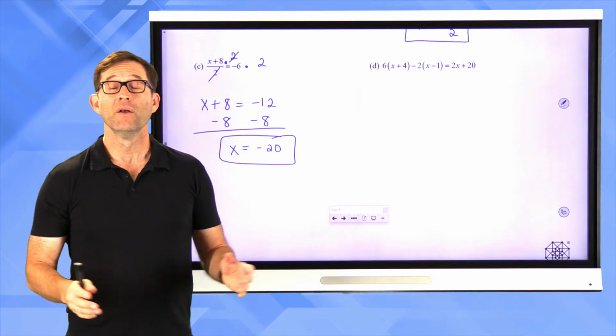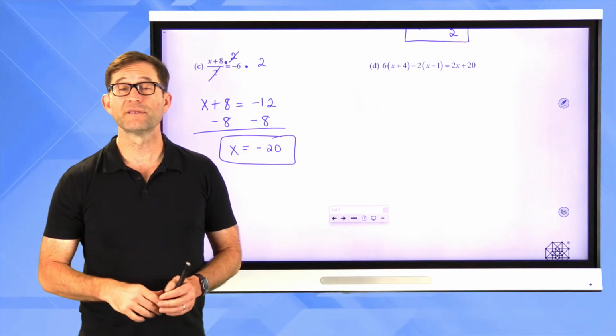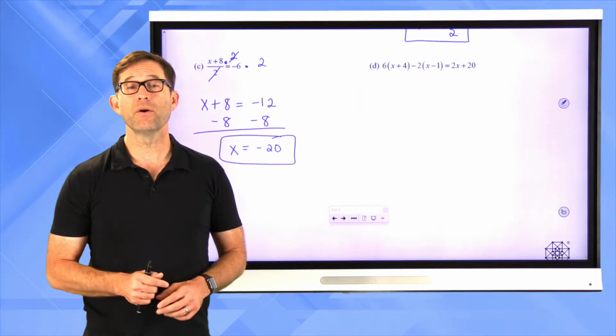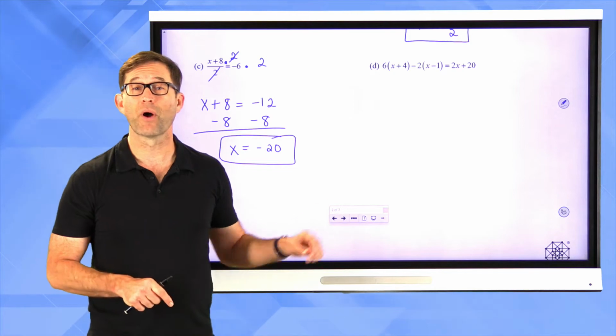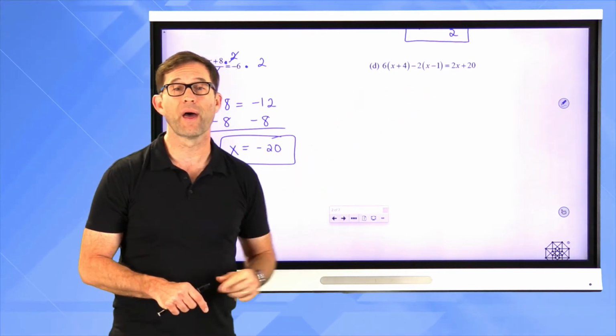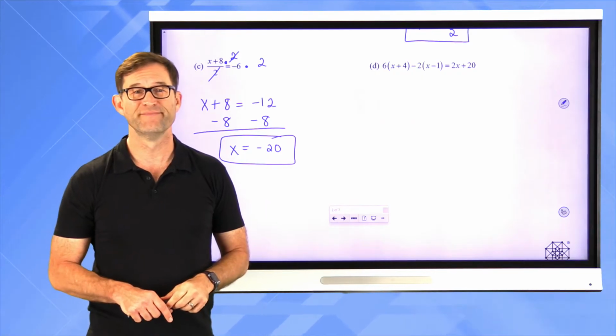Okay, so for our final equation, let's take a look at letter D. We have 6 times the quantity x plus 4 minus 2 times the quantity of x minus 1 is equal to 2x plus 20. Fantastic. Pause the video again and see if you can get through this problem. Little heads up, be careful when you distribute the negative 2 through that parentheses. See what you can do.